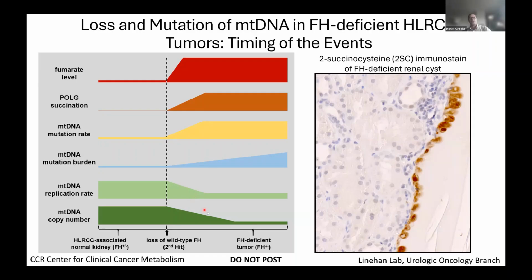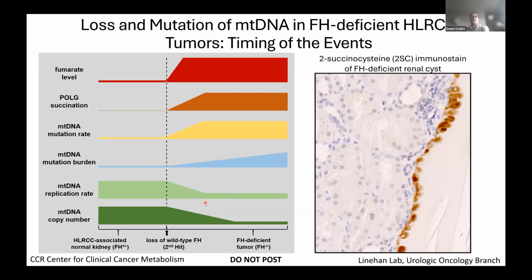And so perhaps early on, and we're going to be looking into this very soon, these cells start to lose their mitochondrial DNA copy number. That's something we can measure using laser capture microdissected samples that we have in hand.